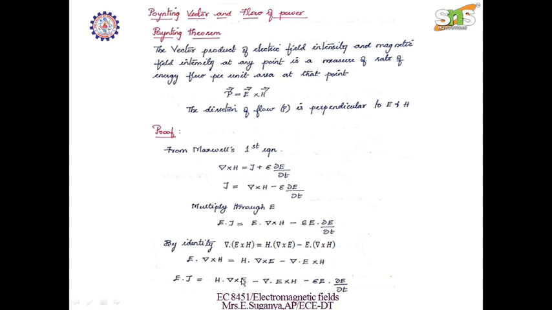Now, in the equation, I have del cross E. Instead of del cross E, I can use Maxwell's second equation. What is Maxwell's second equation? Del cross E is equal to minus mu dou H by dou T. So I am substituting that in the equation in the place of del cross E. Now E dot J is equal to minus mu H dou H by dou T minus epsilon E dou E by dou T minus divergence of E cross H.